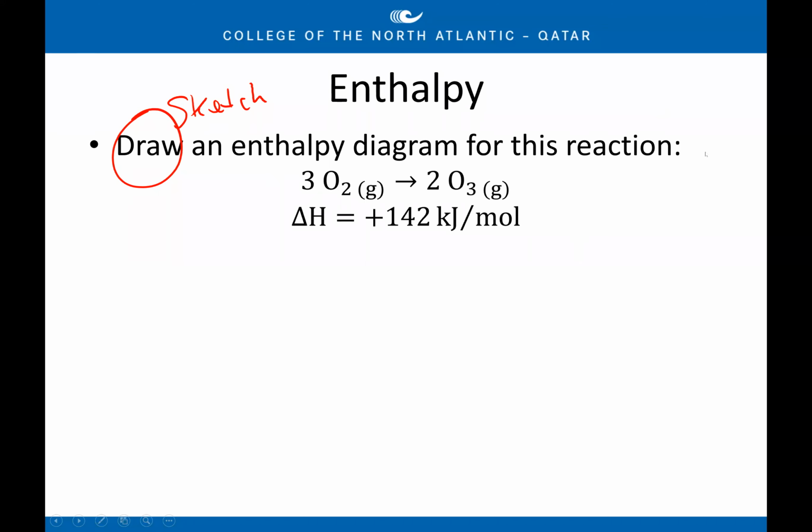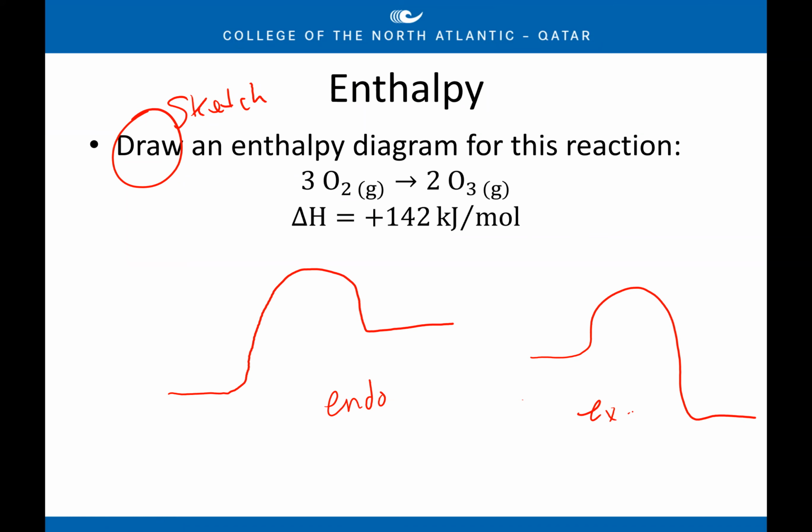All right, so again, like I literally just said, this is only a sketch. You basically have two options. Your graph could look like this, or your graph could look like this, right? We have endo and we have exo. It's endothermic because the delta H is positive.